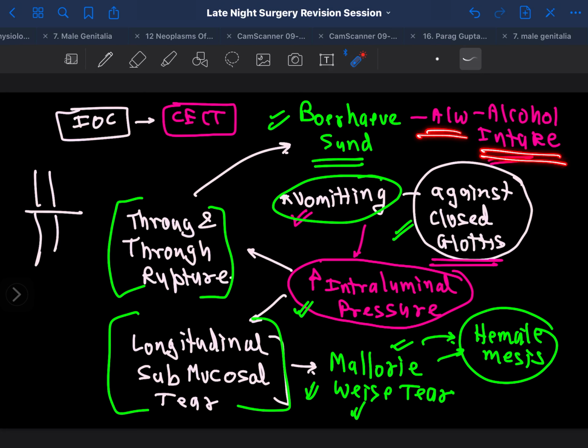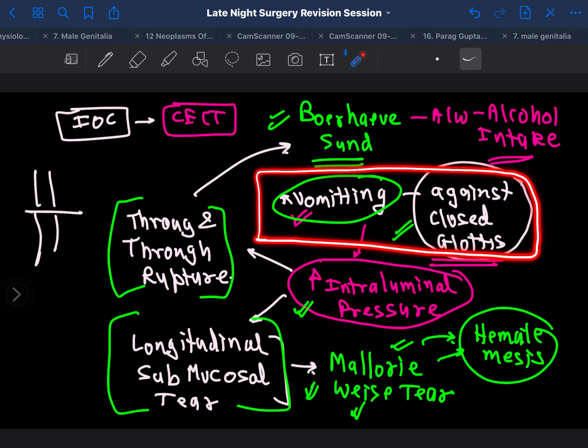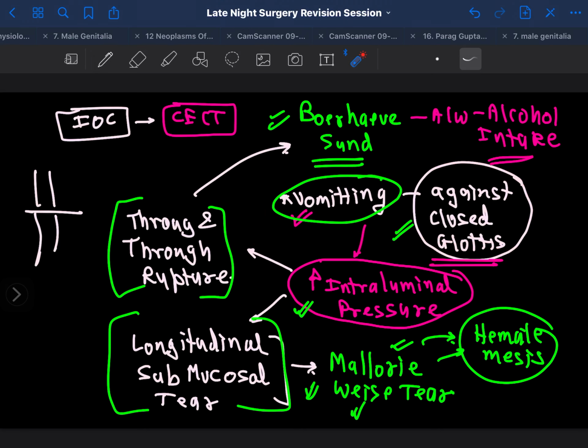And then we talked about the Boerhaave syndrome. So what is happening in the Boerhaave syndrome? It is usually associated with alcohol intake. Okay, that's fine. But just the presence of alcohol intake doesn't give you a diagnosis of Boerhaave syndrome. The key feature is the vomiting should be occurring against the closed glottis. So vomiting should be present against the closed glottis.